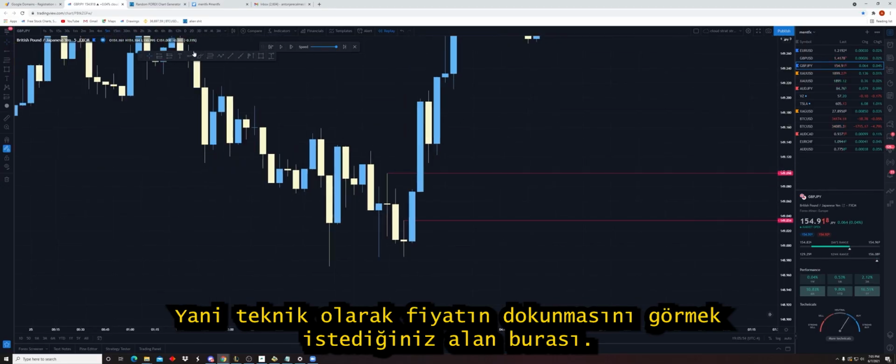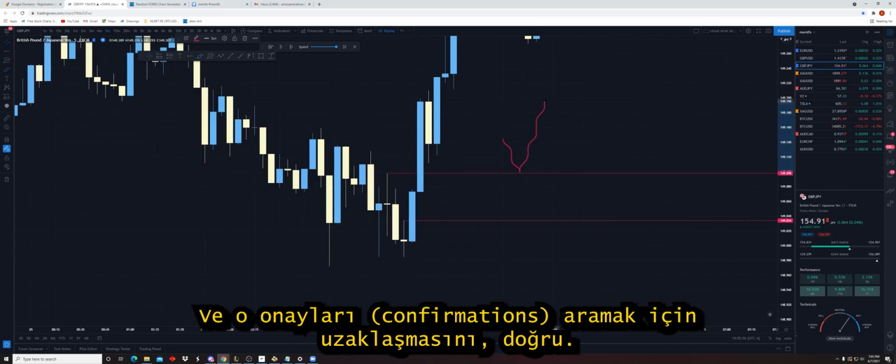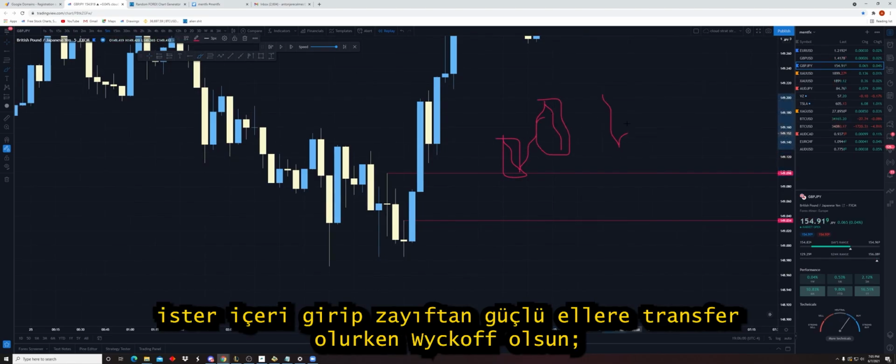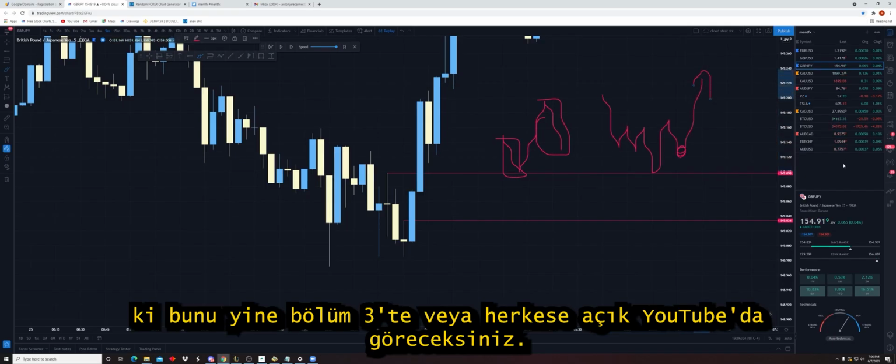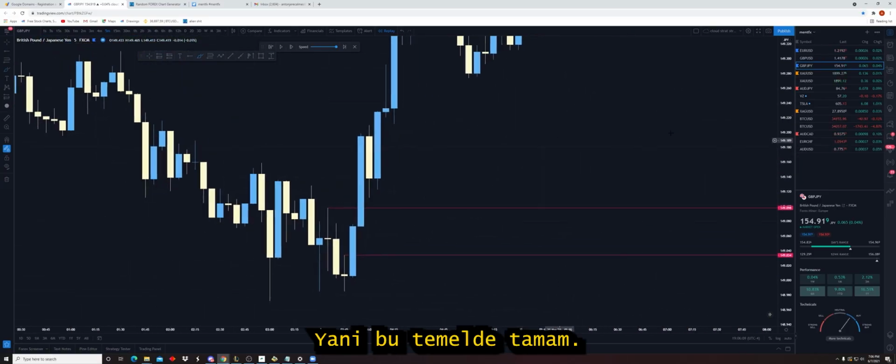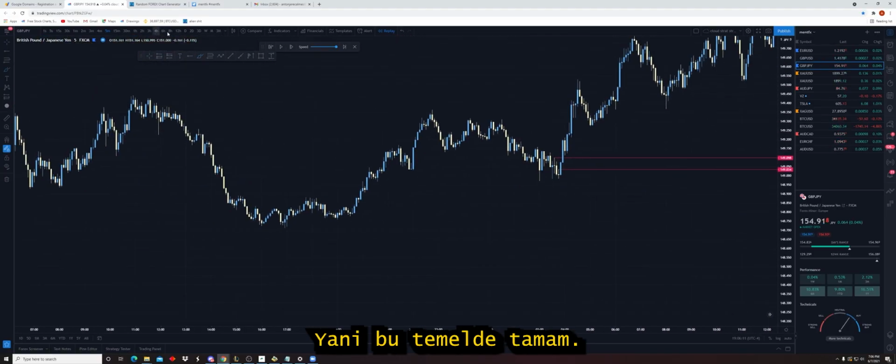So this is technically the area that you want to see price tap into and move away from to look for those confirmations, right? Whether it's double MB, whether it's Wyckoff as it comes in and transfers weak to strong hands, which again, you will go over in section 3 or on the public YouTube, okay? So we have that basically done. We'll go to a 4-hour.